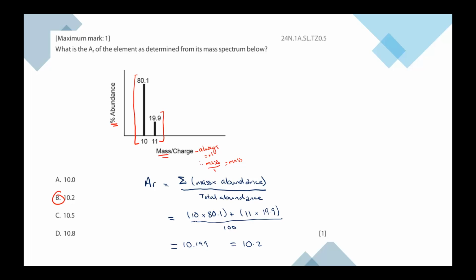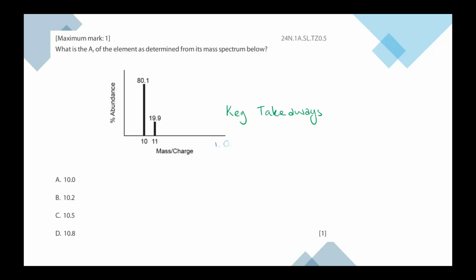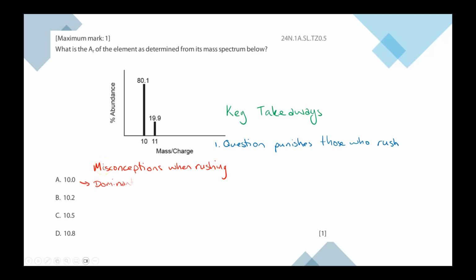Pretty straightforward, but there are some key takeaways we'll look at. First off, this question punishes those who rush. It's not a hard question, but if you just try to eyeball it and move through because you're short on time, and you are short on time in the multiple choice, this will punish you. They all will. The misconceptions they're looking at when you're rushing are simple. This number 10 is the dominant isotope, so you think, oh, it must be 10. That would be incorrect. It's somewhere in between the two.